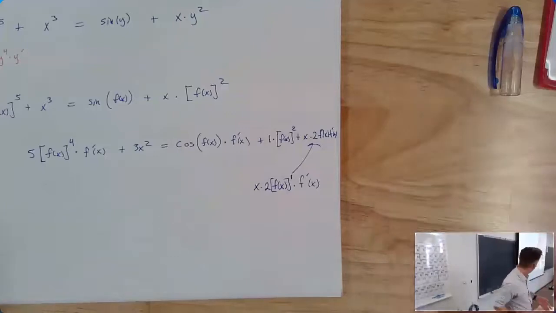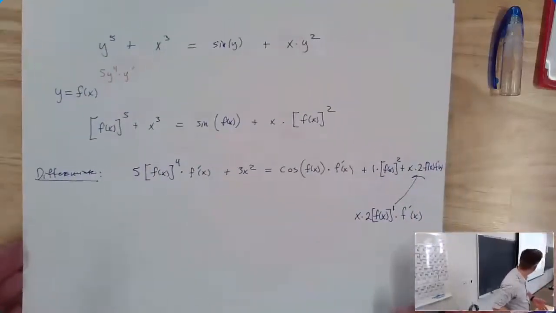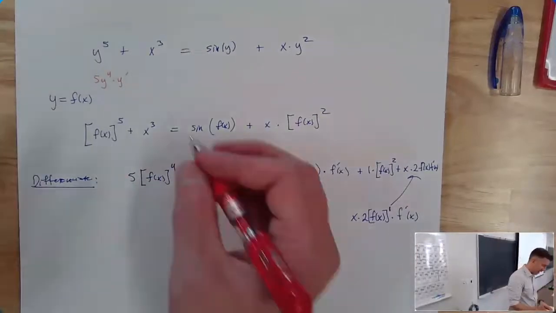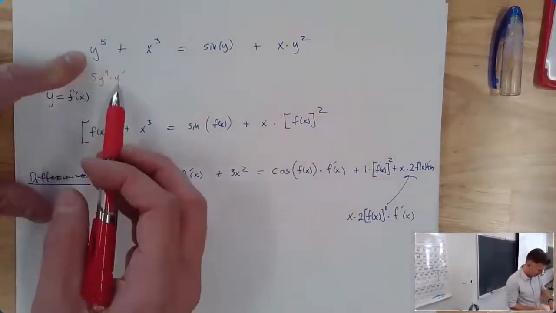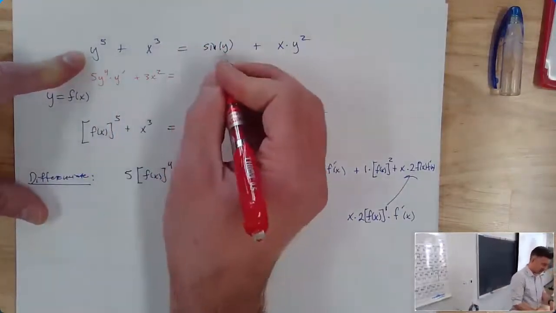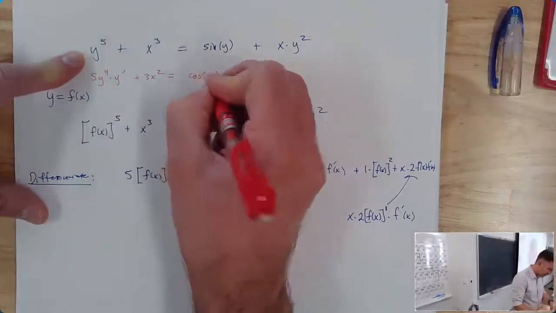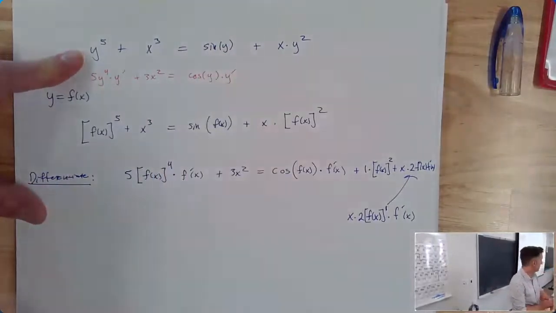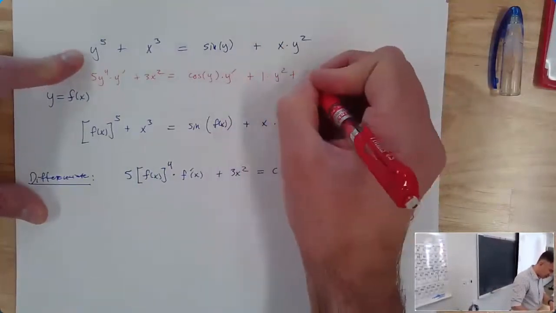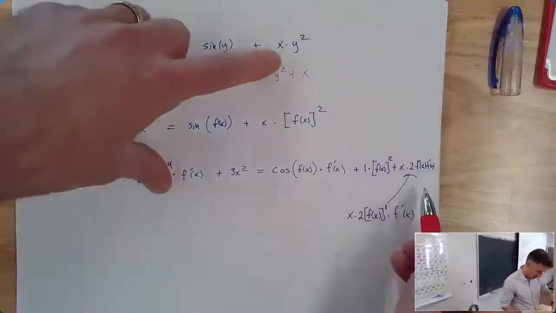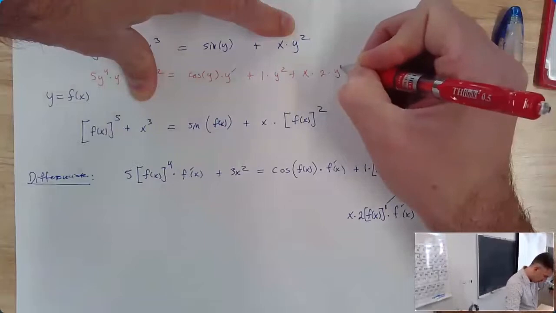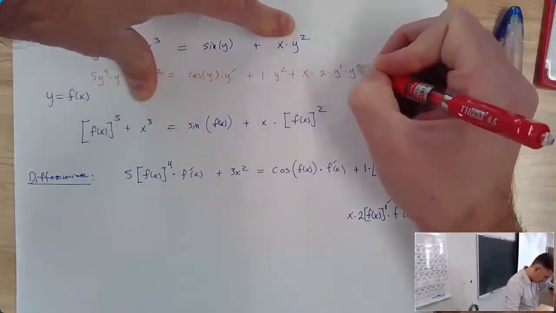So that's what's happening. But again, we're trying to, for lack of a better word, save space. Instead of writing f of x and all this, we're just going to write y. So the derivative of y to the fifth is 5y to the fourth y prime. The derivative of x cubed is 3x squared. The derivative of sine of some stuff is cosine of the stuff, chain rule, times the stuff. Product rule here: derivative of x is 1, leave y squared alone, leave x alone, and the derivative of some stuff squared, just like over here, is 2 times my function to the first power times the derivative of my function.